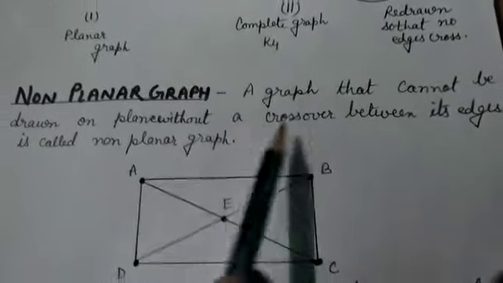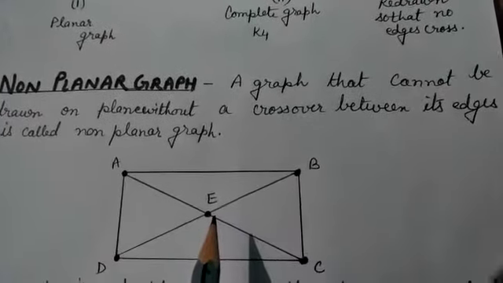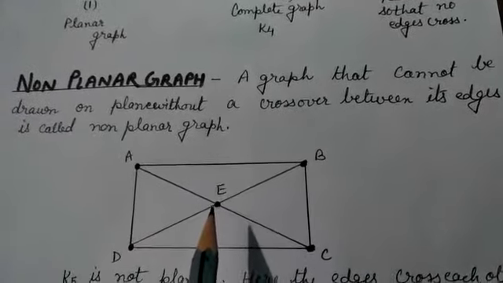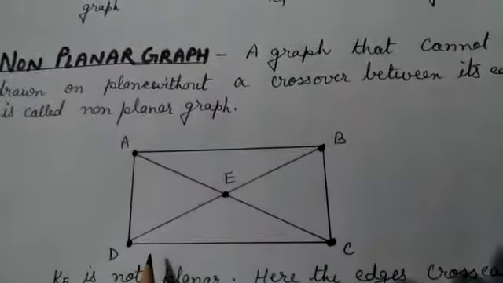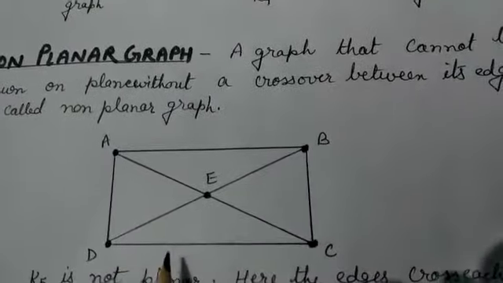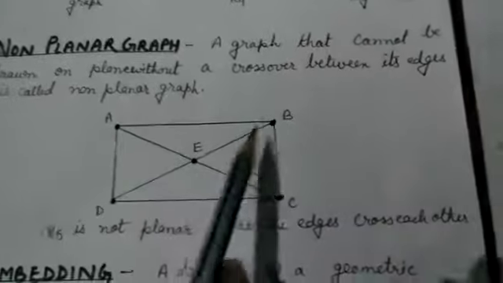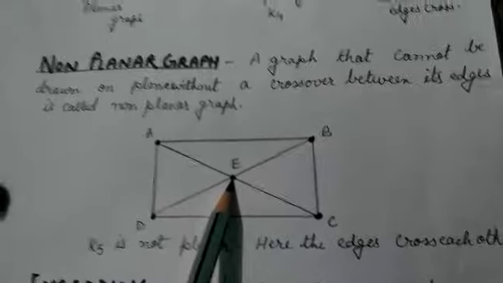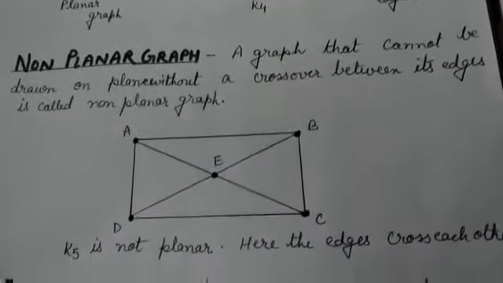Next is non-planar graph. A graph that cannot be drawn on a plane without a crossover between its edges is called a non-planar graph. So we have a K5 graph which is not planar. Here the edges cross each other at E. So this is an example of non-planar graph.